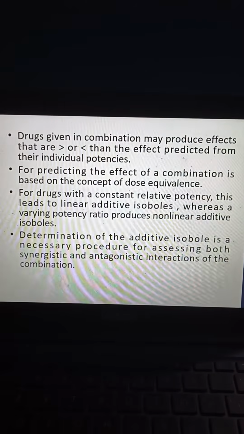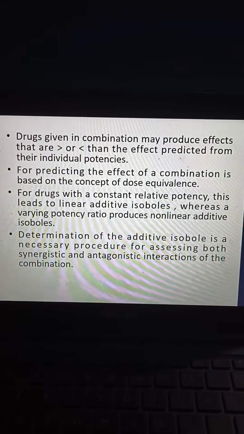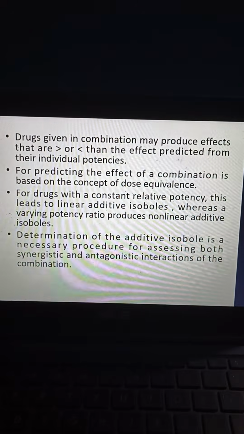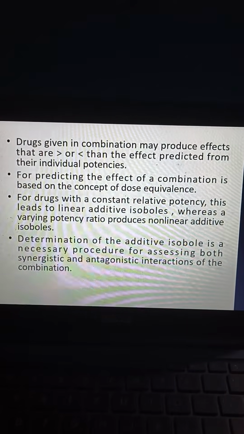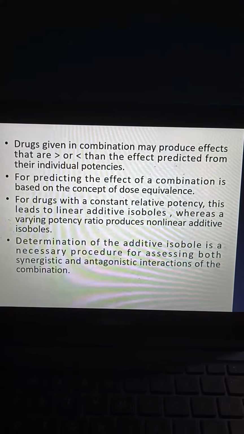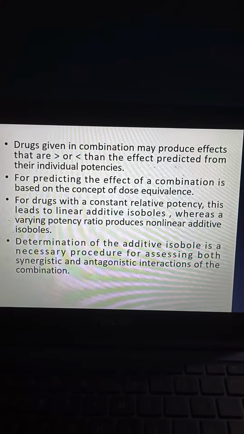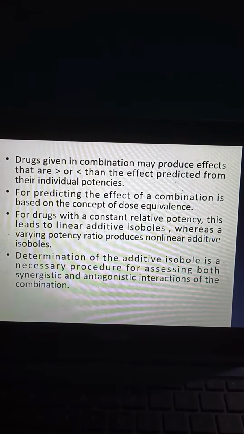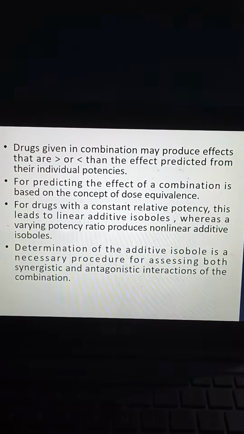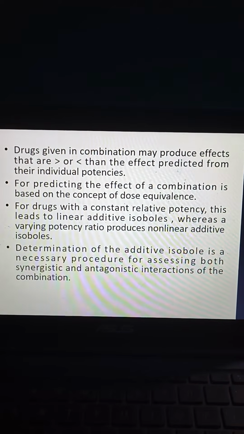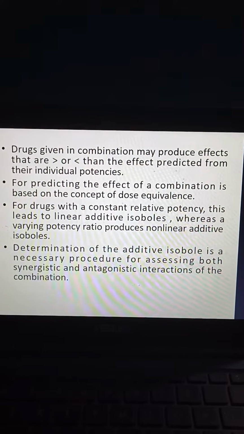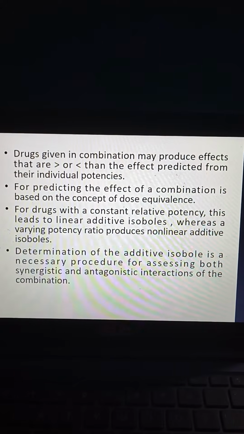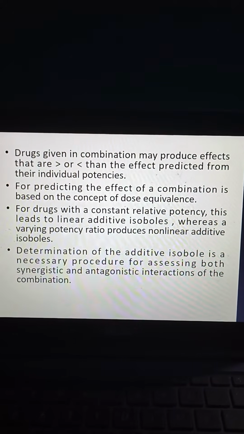Drugs given in combination may produce effects that are more than or less than the effect predicted from their individual potencies. Predicting the effect of a combination is based on the concept of dose equivalence. For drugs with a constant relative potency, this leads to linear additive isobols, whereas a varying potency ratio produces non-linear additive isobols. And determination of the additive isobol is a necessary procedure for assessing both synergistic and antagonistic interactions of the combination.